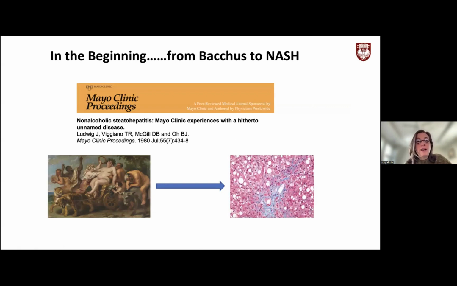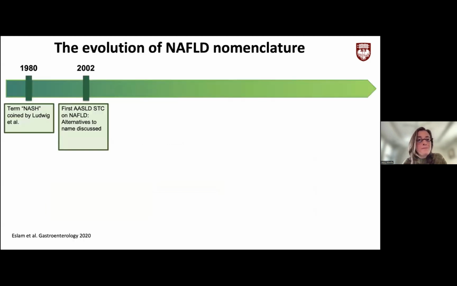what we used to call NASH has really been an evolving thing and actually hasn't been easy even from the very, very beginning. So even in 1980, when Jürgen Ludwig initially described steatohepatitis in patients who did not drink any alcohol, he had a very difficult time publishing this. In fact, he tried many places, and it ended up actually in Mayo Clinic Proceedings, which is not a very high impact journal and certainly wasn't at the time, but it was very difficult even back then.